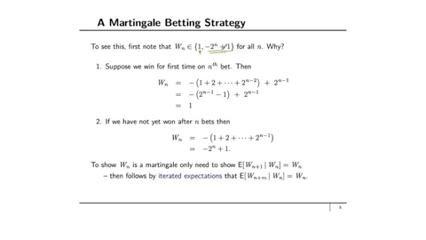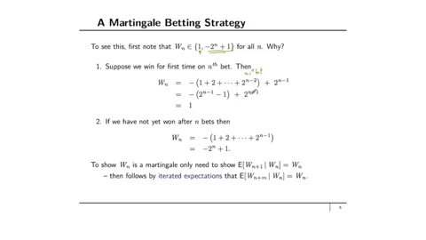Why is this the case? Well, consider the following two situations. The first situation is as follows. Suppose we win for the first time on the nth bet. Well, in that case, Wn is equal to minus this sum here. Where does this sum come from? Well, we've lost $1 on the first bet, $2 on the second bet, and so on, up to 2 to the n minus 2 on the n minus first bet. Then on the nth bet we win, and we win 2 to the power of n minus 1. Remember, 2 to the power of n minus 1 is the size of the bet on the nth game. So therefore, these are our winnings at time n if we win for the first time on the nth bet.